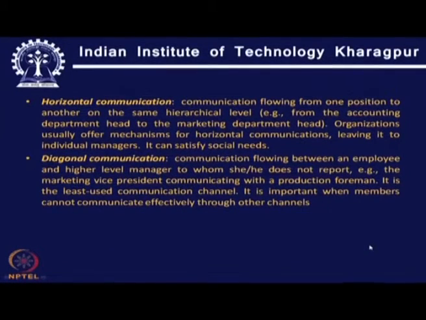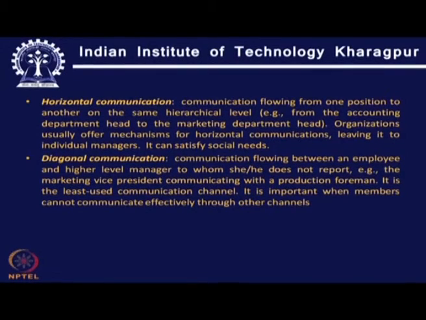When we are talking about horizontal communication, it is about communicating at the same hierarchy level. A person from one position is trying to communicate with a person who is working at the same level, maybe in a different department.